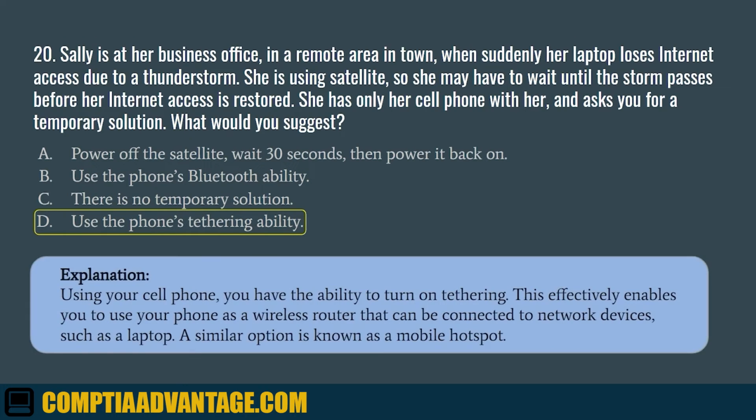Using your cell phone, you have the ability to turn on tethering. This effectively enables you to use your phone as a wireless router that can be connected to network devices, such as a laptop. A similar option is known as a mobile hotspot.